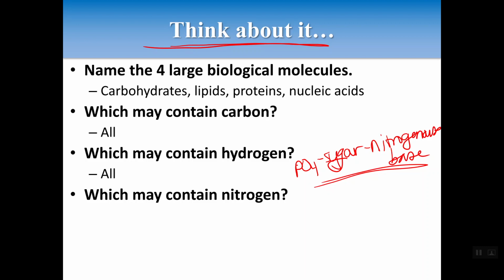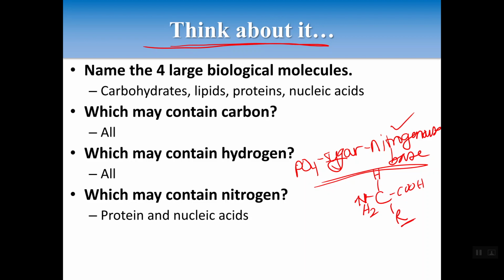And then also, if you remember, proteins were made up of a central carbon that was attached to an amino group, which had a nitrogen and two hydrogens, and then also had a hydrogen attached to it, and then a carboxyl group attached to it. And then the differences in those amino acids were those R groups. So we have nitrogen here for proteins, and then we have nitrogenous bases associated with both DNA and RNA. So proteins and nucleic acids then is our answer.